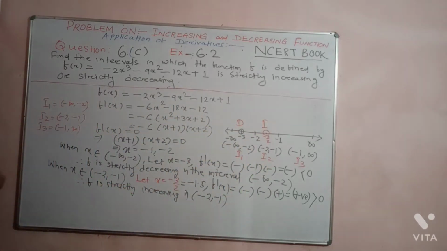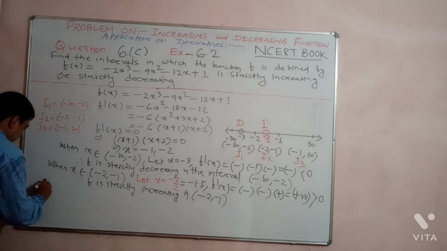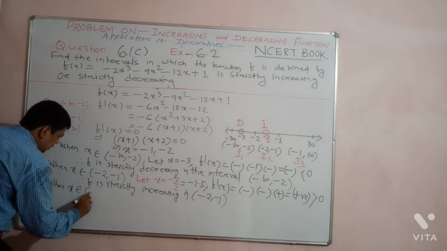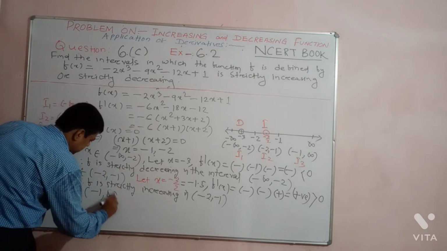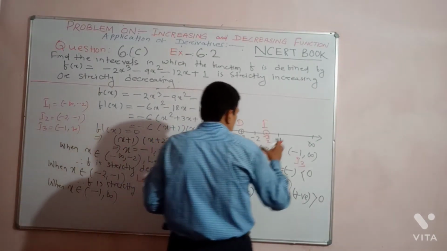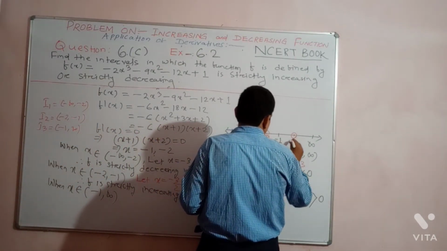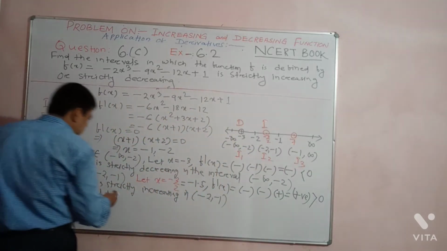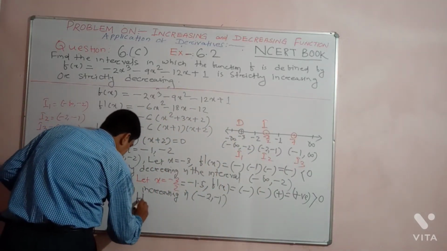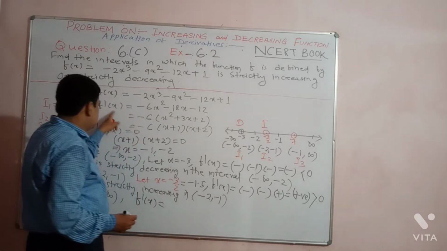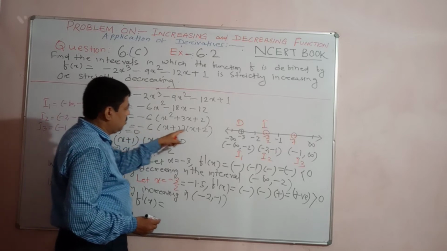In the third interval, the domain of the function lies between minus 1 and infinity. Minus 1 to infinity means we can take, suppose, the value 7. Let us take 7. Now f dash x is equal to minus 6 into (x plus 1) into (x plus 2).